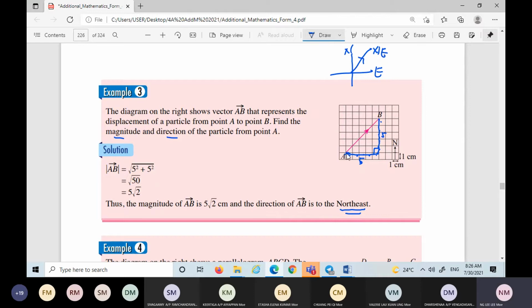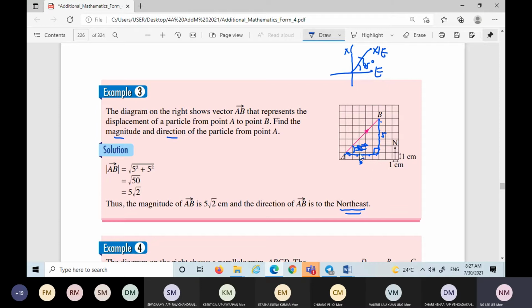But if the horizontal and the vertical direction are not the same... why do I say that? If the horizontal and vertical directions are the same, then here it will make 45 degrees, so you can make use of the 8 main directions. But if they are not the same, then this is not 45 degrees, and you cannot use the 8 main directions. You have to use bearing. After this I will teach you.